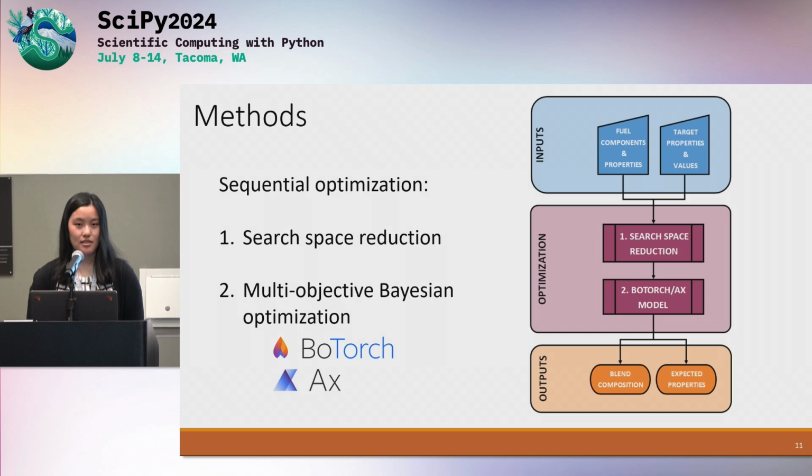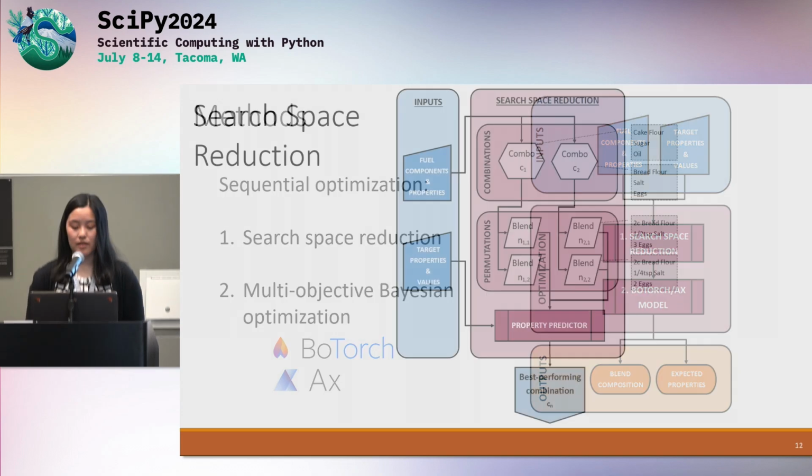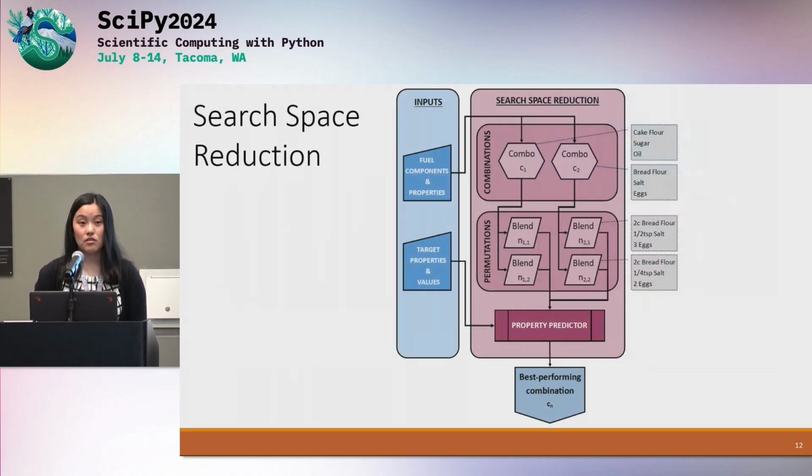So first, let's explore a few more details about this sequential optimization. So again, first up is our search space reduction, where we narrow down the possibilities. This, in our cake analogy, is akin to picking the ingredients that we're including in our recipe. So first, we generate combinations of ingredients. So for example, we have combination C1 of cake flour, sugar, and oil, and combination C2 of bread flour, salt, and eggs. And then next, we discretize recipes.